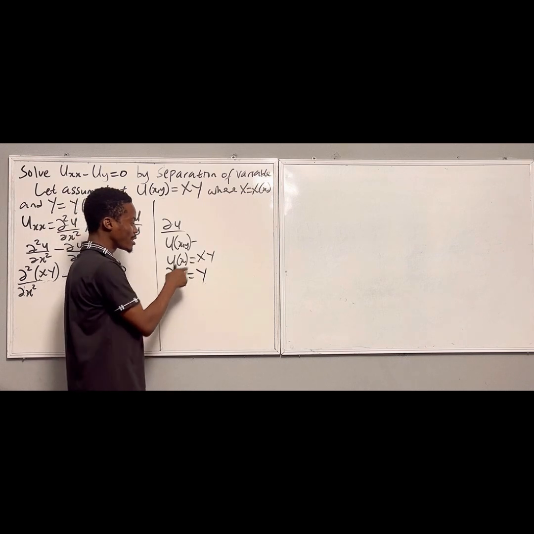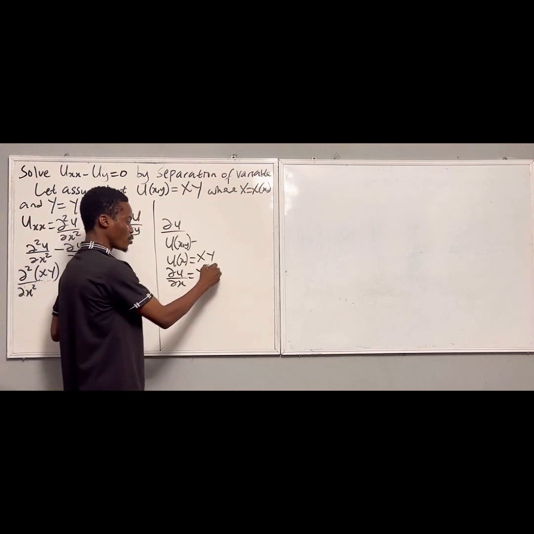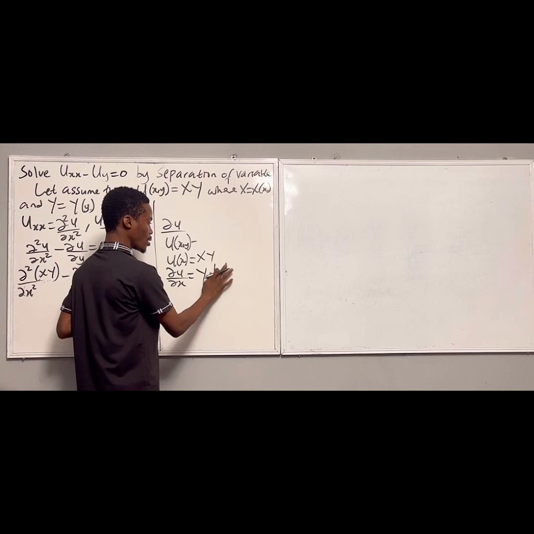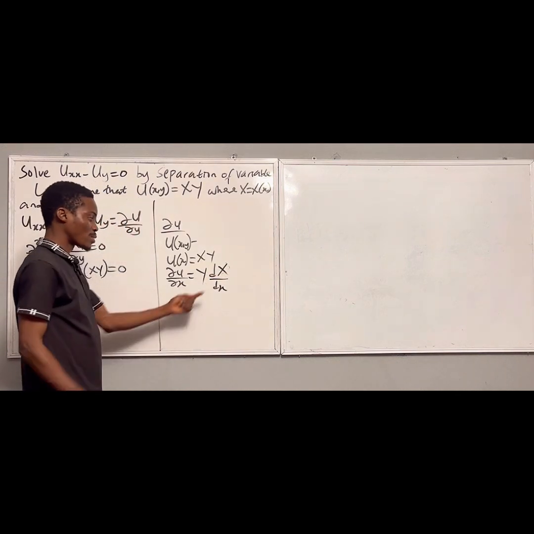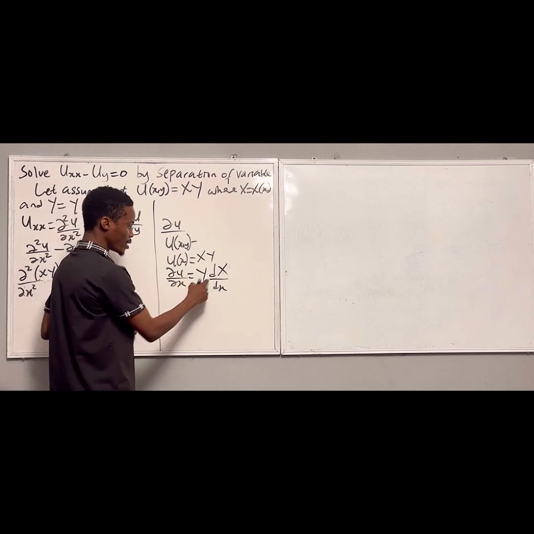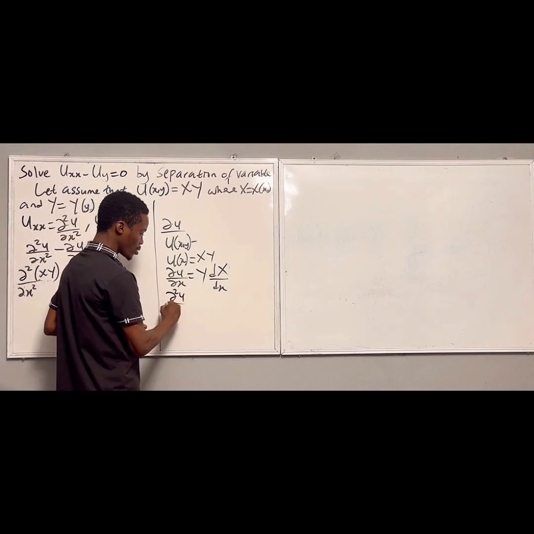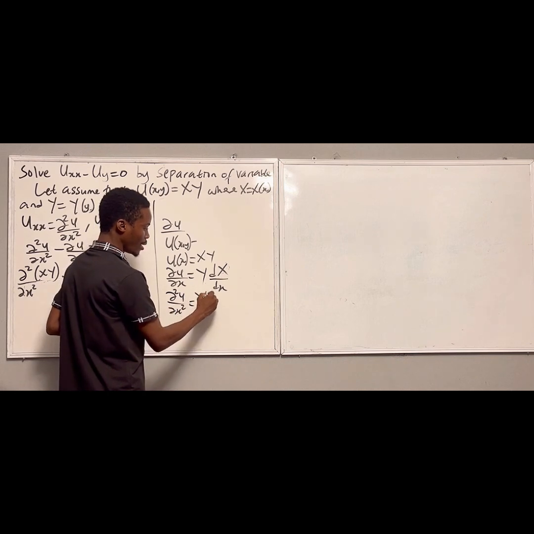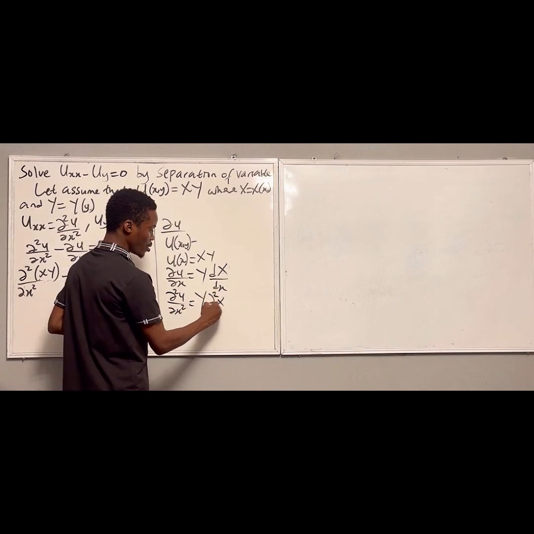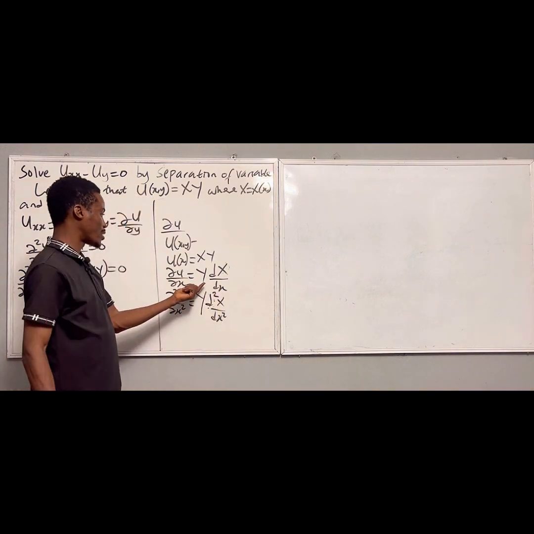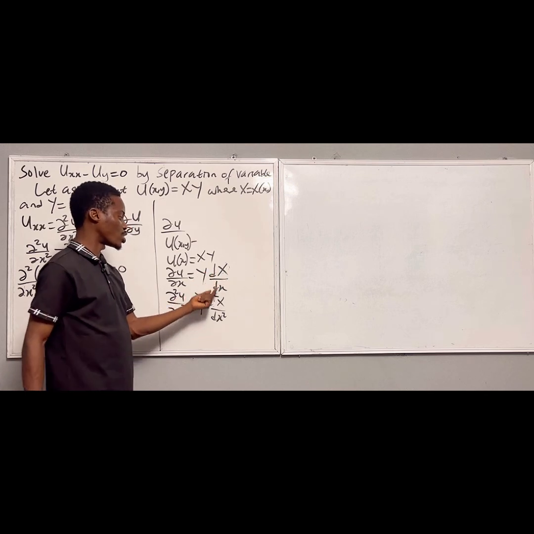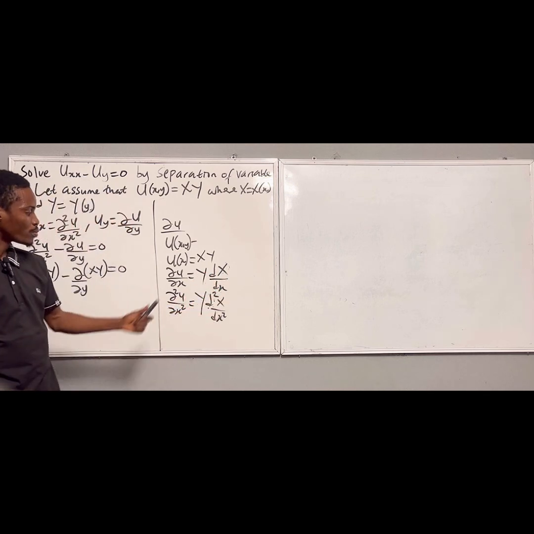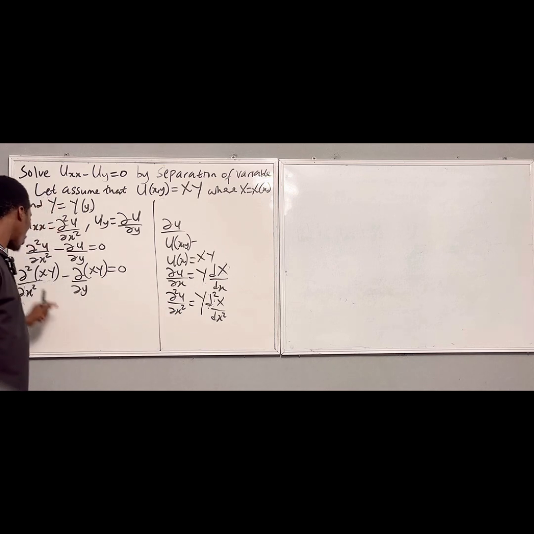Since I'm using partial differentiation, I'm going to have the X all over the x. Remember, I've explained this before. If I differentiate again, I'm going to have the square u all over the x square, which will give me Y the square X all over the x square, because I'm not differentiating Y, I'm differentiating X again.